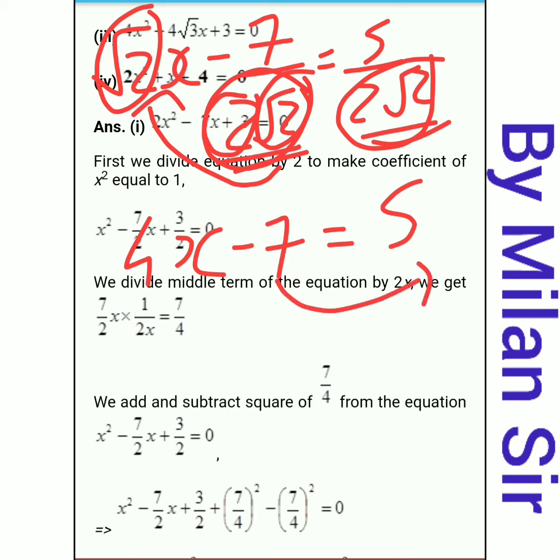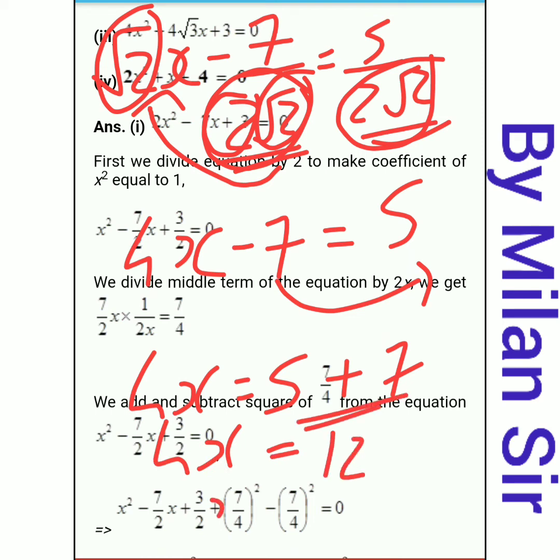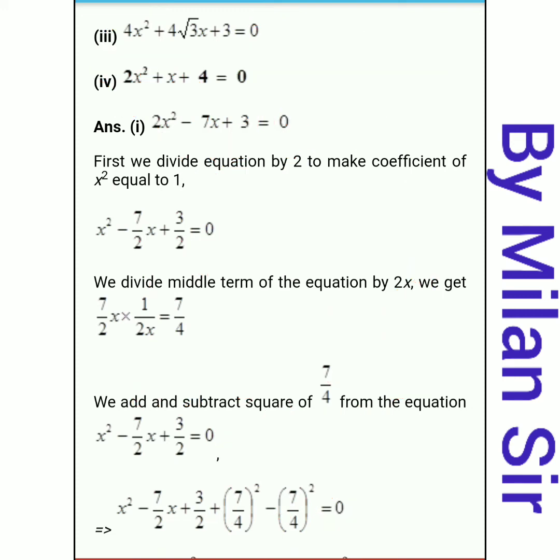Now we can transfer this minus 7 to the right hand side, so it becomes plus 7. So 4x is equal to 7 plus 5, 12. Now transfer this 4 to the right hand side, it goes to the denominator. So x is equal to 3. This is our first answer, x is equal to 3.